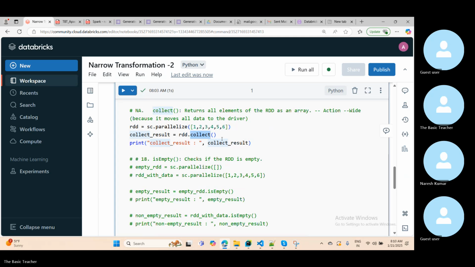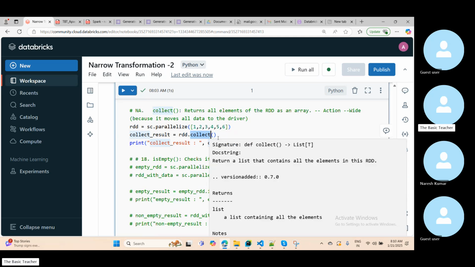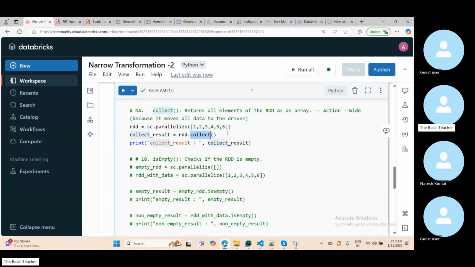So what happens internally for large data sets, as it is pulling all the data to the driver node? This will be causing the memory issue. So we should always go for the alternatives. Alternatives can be take with n number of parameter. You can say take 5 or you can go for first, or if you are working with the data frame you can do dot show and you can have the limitations. You can think of the alternatives. Let's run this.